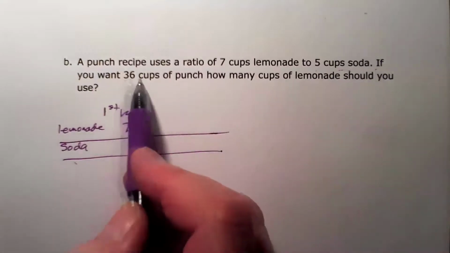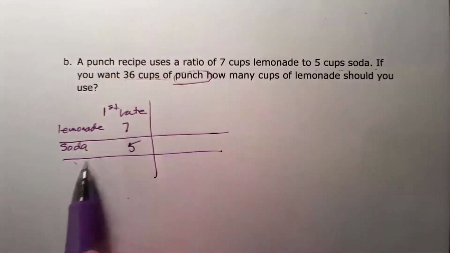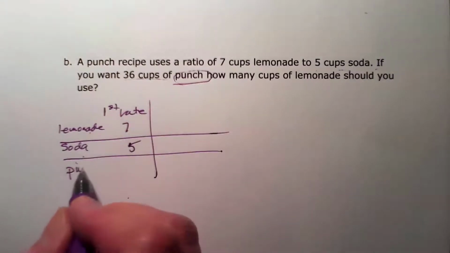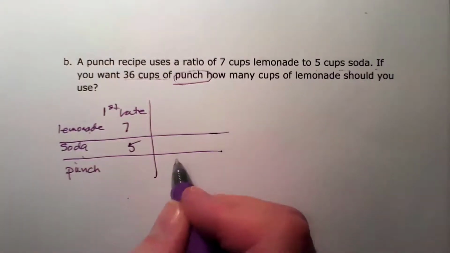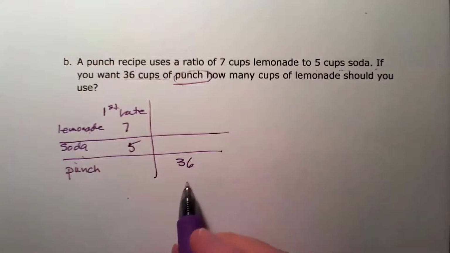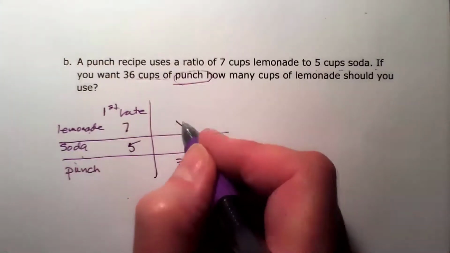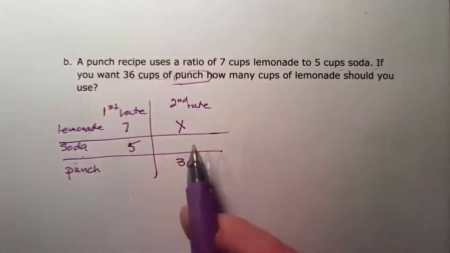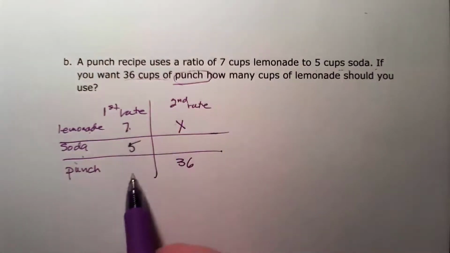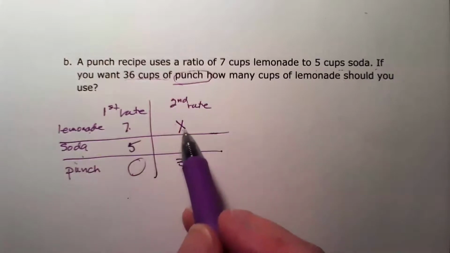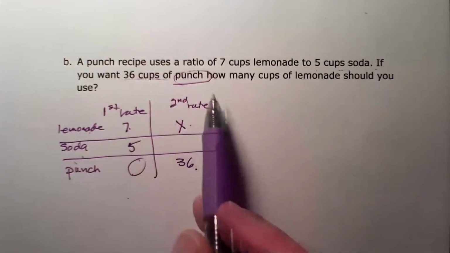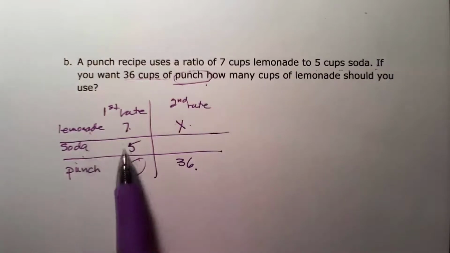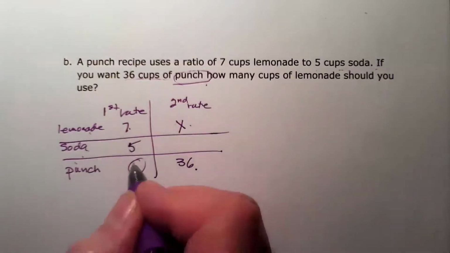If you want 36 cups of punch, now wait a minute, that's not soda and that's not lemonade, that's punch. And if I want 36, how many cups of lemonade? So this is what I'm looking for in my second rate. But I need to compare 7 to something here equals X to this. Well, the punch is the total. When I add the lemonade and the soda together, I make punch. So if I have 7 cups and 5 cups, I have 12 cups.